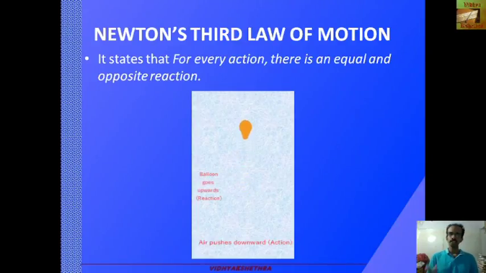Okay, in this figure is shown a balloon which is rising up. Firstly, the balloon is filled with air. Then the air is let out. On letting out, the air pushes downward, which is the action, which results in the balloon rising upwards, which is the reaction. Now we can see another example.